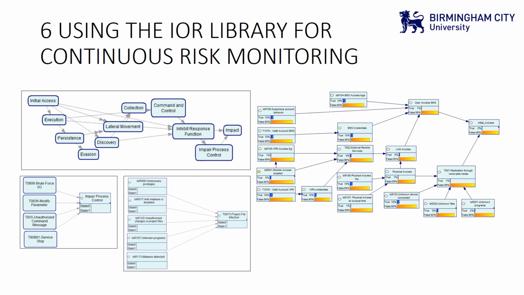So here's an example of a use case we developed. This diagram is for the initial access tactic, in which, for each node that corresponds to a technique or a security event, we can see the different probabilities.